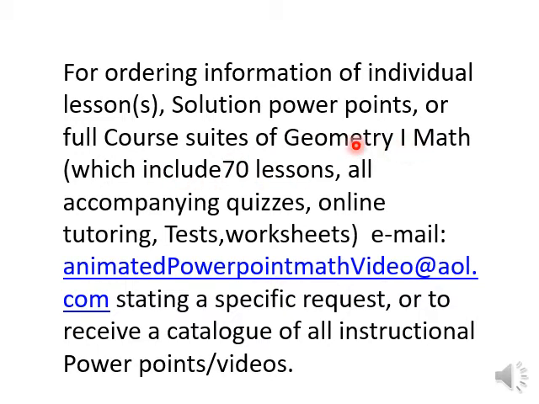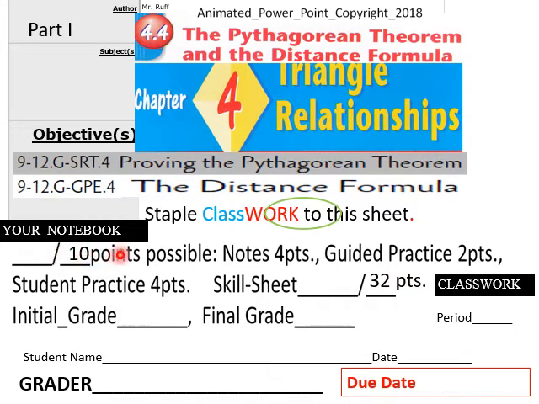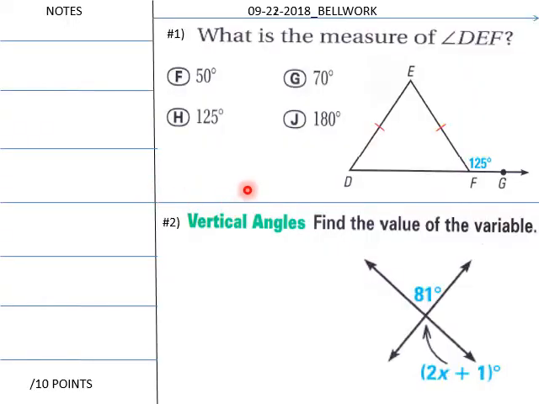Hello everybody, get ready to do lesson 4.4 of Geometry 1 Math, part 1. 4.4, the Pythagorean theorem and the distance formula, part 1. We have a 32-point skill sheet here for classwork and 10 points of notebook work. Here are our standards. Teachers, here's today's bell work.